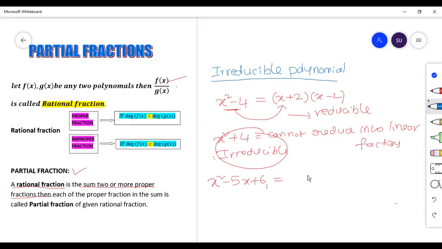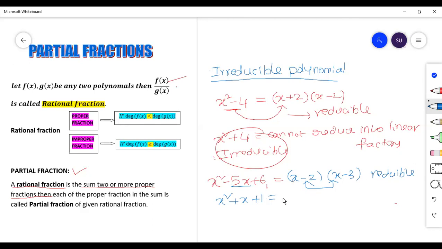Yes, surely. If I factorize it directly, it is x minus 2 into x minus 3. See, x square minus 3x minus 2x plus 6, so it can be factorized into two factors. So this is called reducible. Then what about irreducible? x square plus x plus 1.